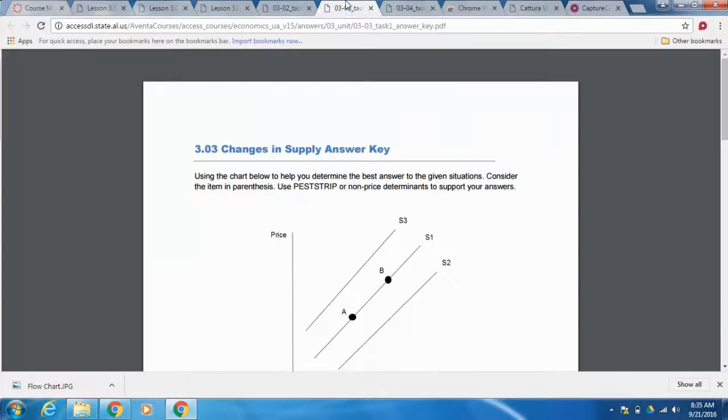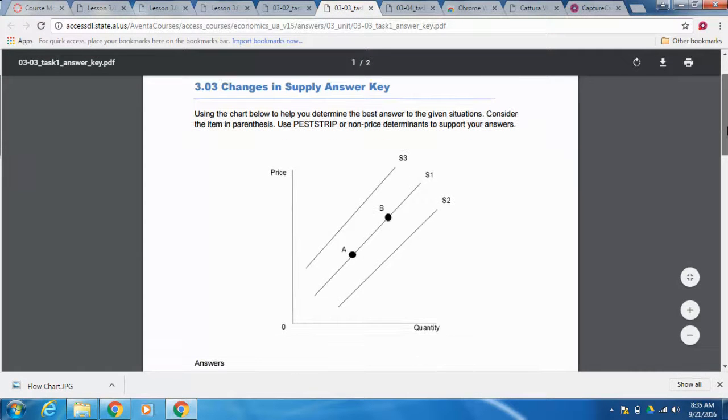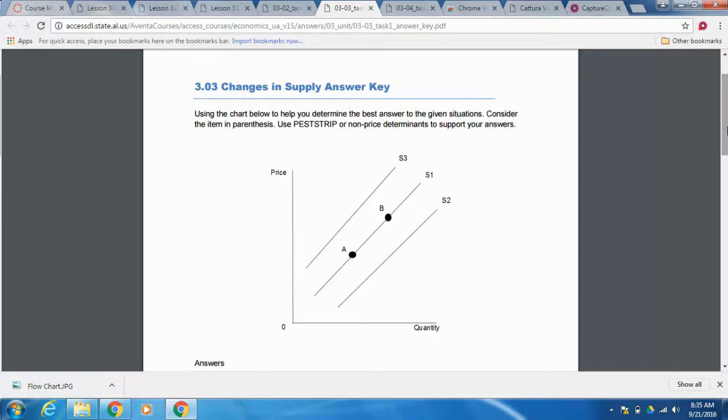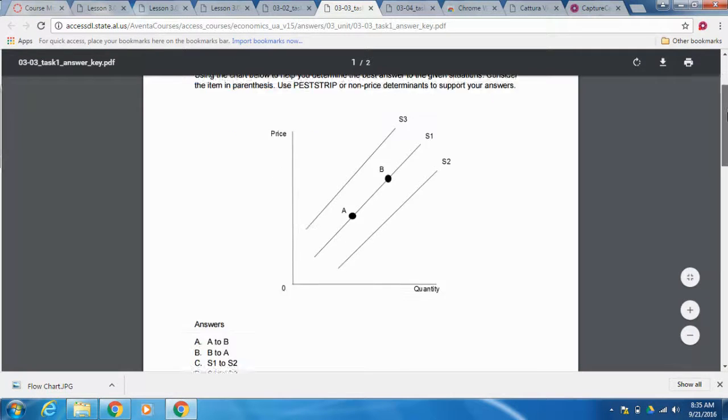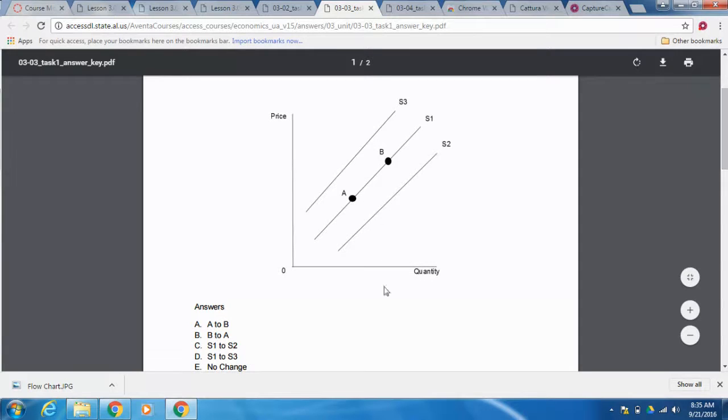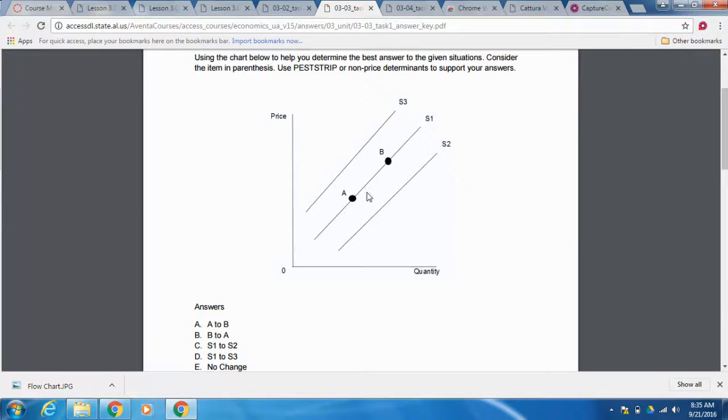So let's look at this supply key, and some of these are wrong on this key, so I'm going to tell you what the correct answer is. But you see, we have our letters. Increase in price goes from A to B. Decrease goes from B to A. Increase in supply goes S1 to S2. Decrease goes S1 to S3, and then there's no change.